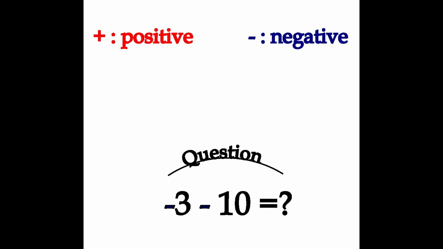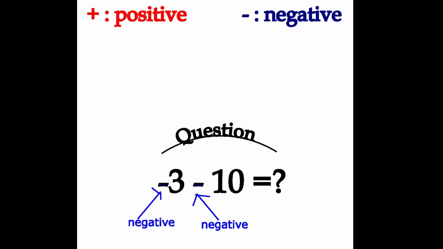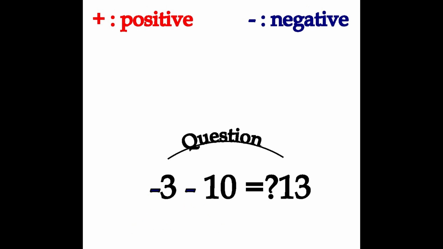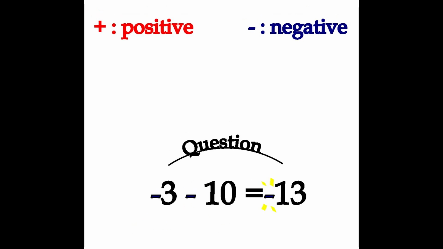Minus 3 minus 10, both 3 and 10 are negative, so add 3 to 10 to get 13. And what sign will the 13 have? 13 will have a negative sign because both 3 and 10 had negative signs in front of them as well.